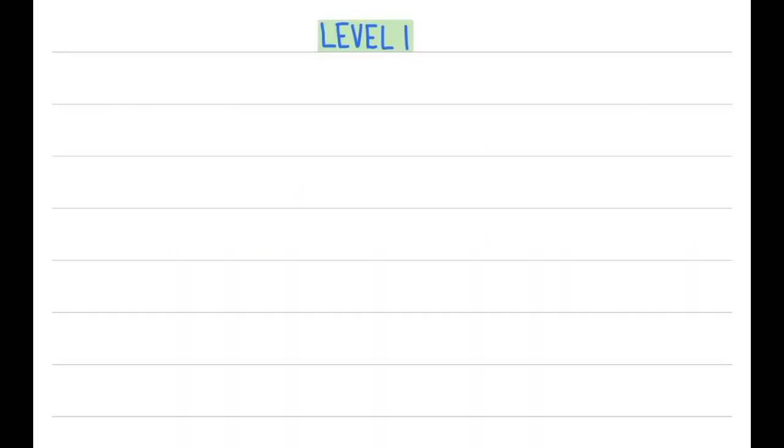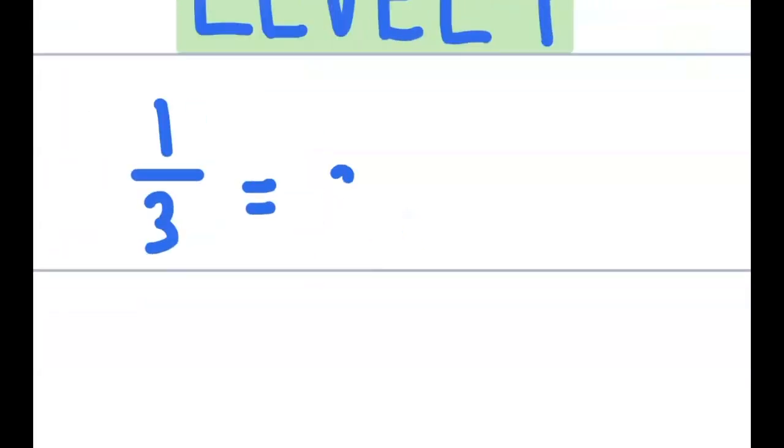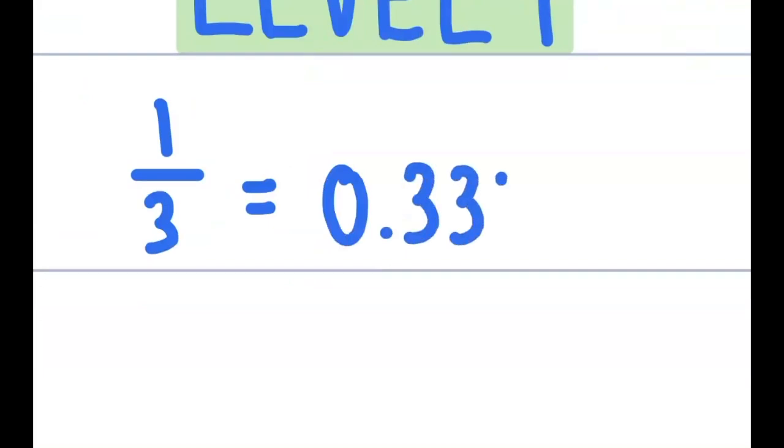So for the first, basic level of proving this, I'm going to start off by stating a simple fact people learn early in school. We know that 1/3 equals 0.3333, you know, 0.3 repeating, going on a bunch of threes going on forever.